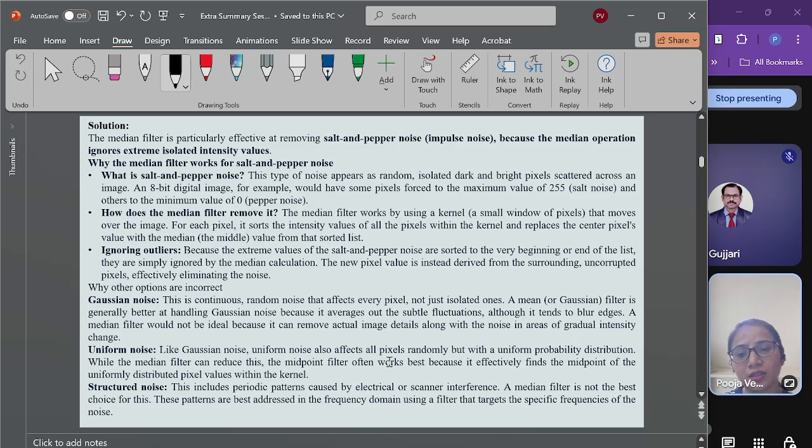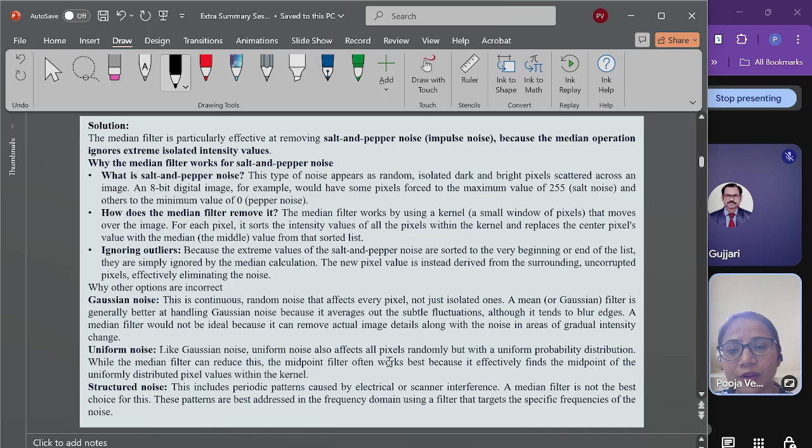Here is the solution. The median filter is particularly effective at removing salt and pepper noise, that is impulse noise, because the median operation ignores extreme isolated intensity values. Okay, so why does the median filter work for salt and pepper noise? First, we will see what salt and pepper noise is. Basically, this type of noise appears as random, isolated dark or bright pixels scattered across an image.